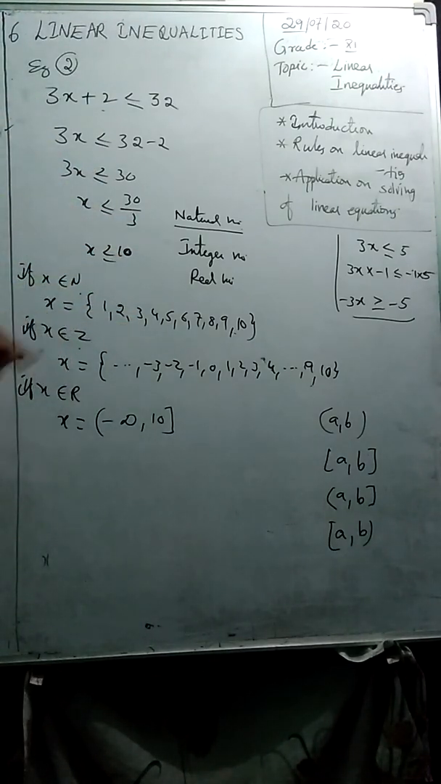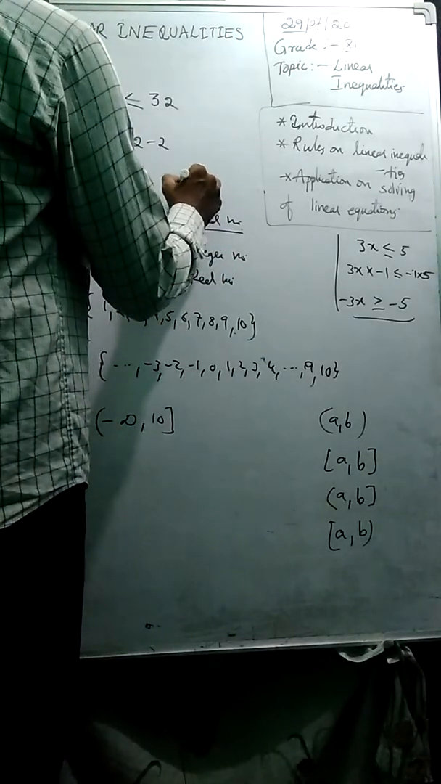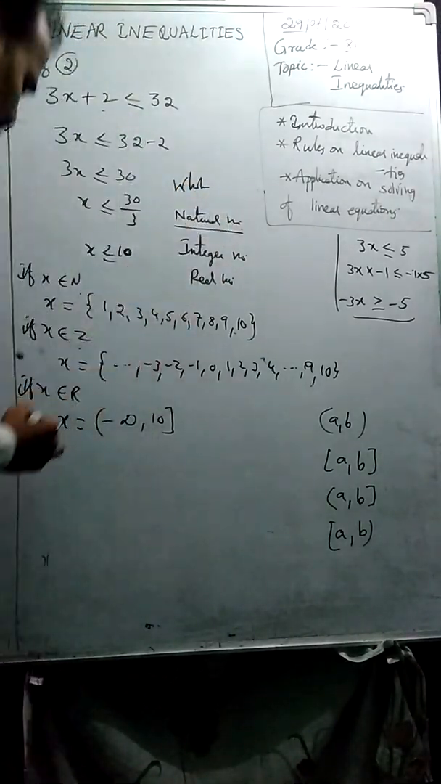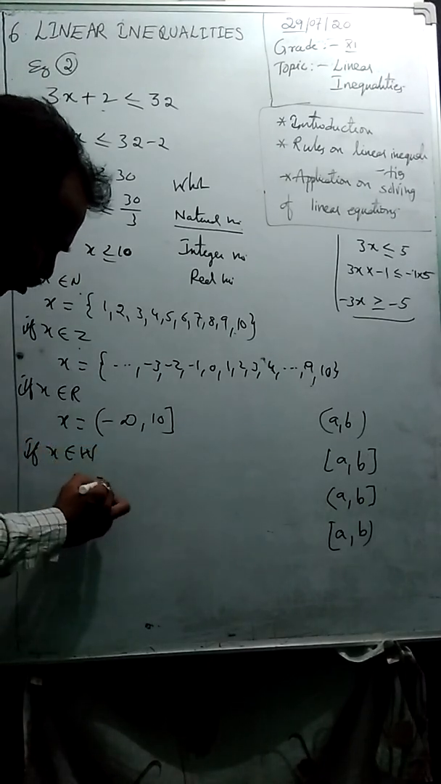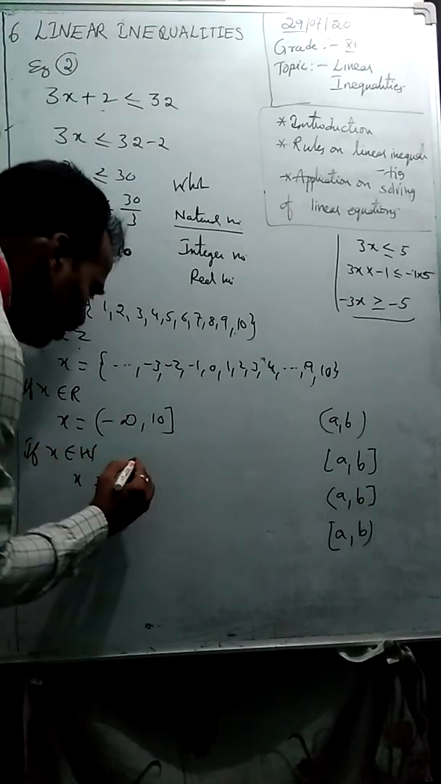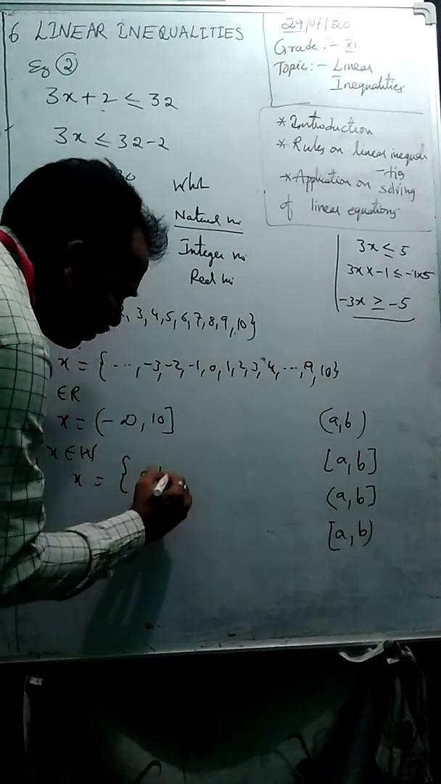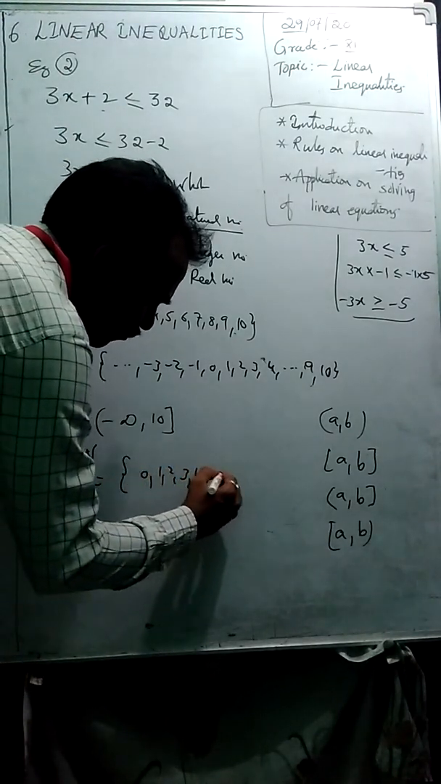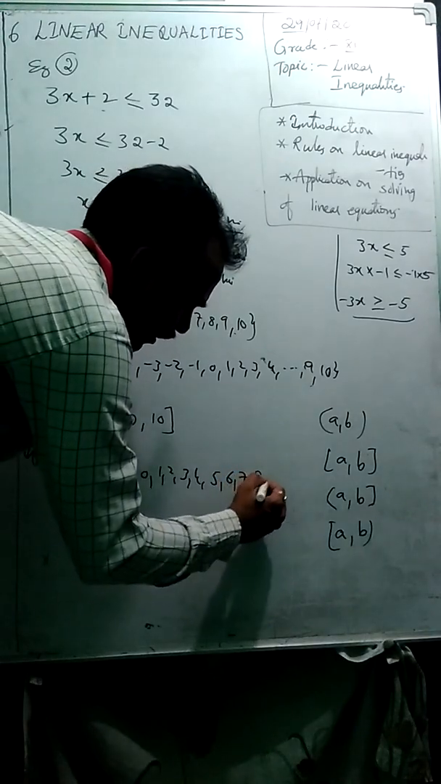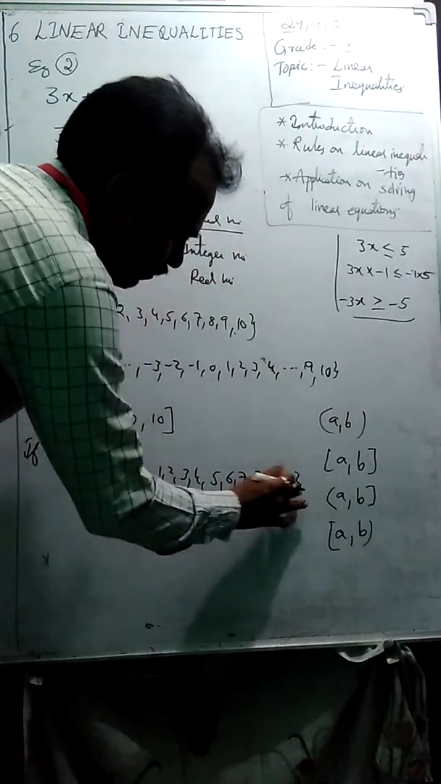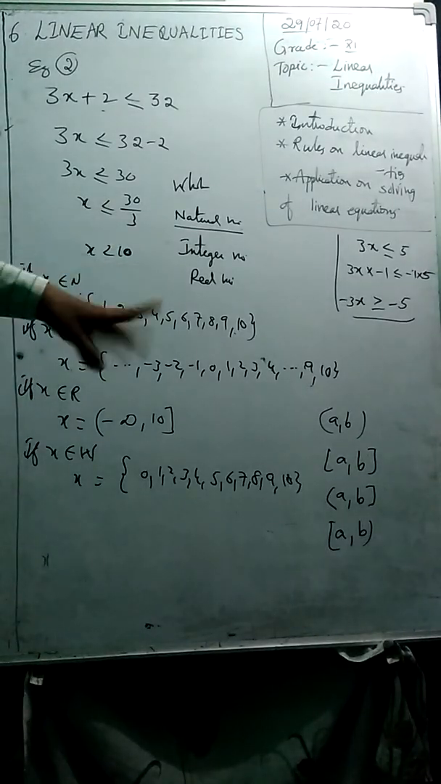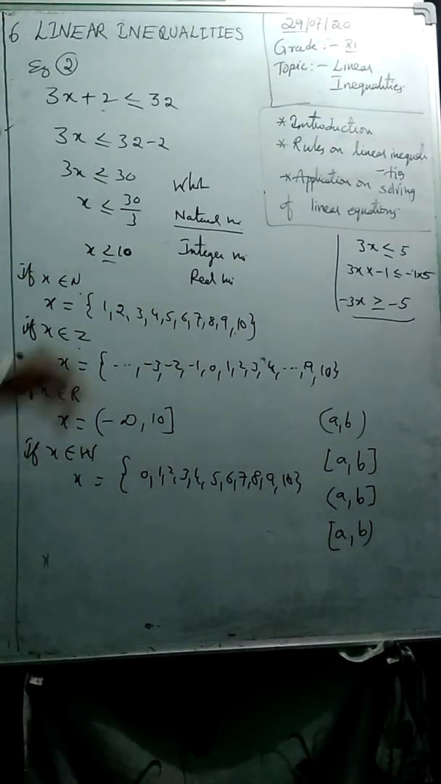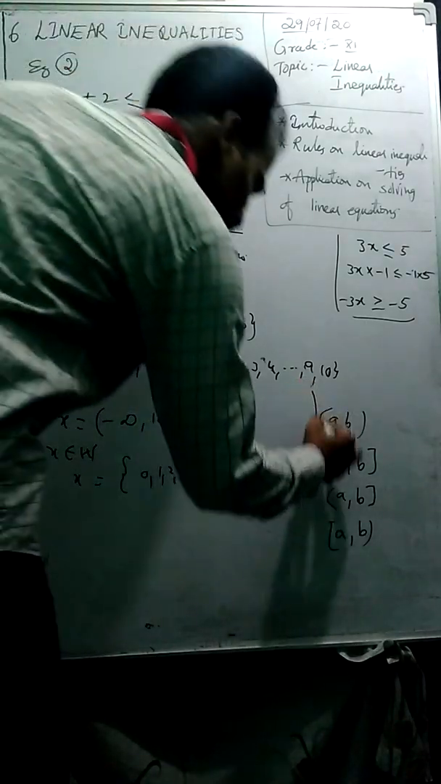Same thing, suppose whole number is given. If x belongs to whole numbers, what will be the solution set? We shouldn't take negatives. 0, 1, 2, 3, 4, 5, 6, 7, 8, 9, 10, up to 10, because 10 is included. If less than only is there, 10 is not included, as in the previous problem. This is the way to solve this, students.